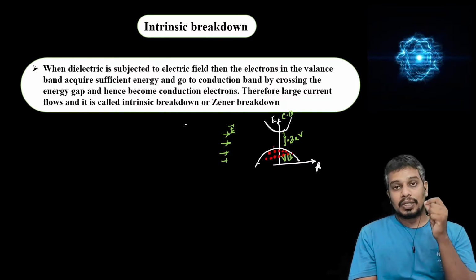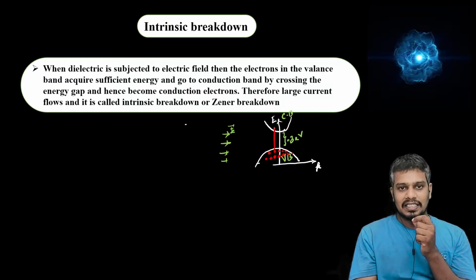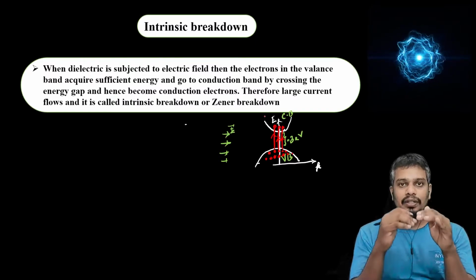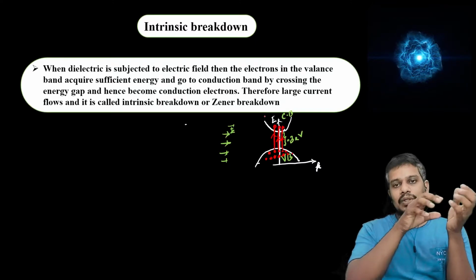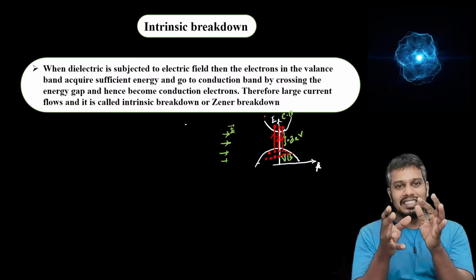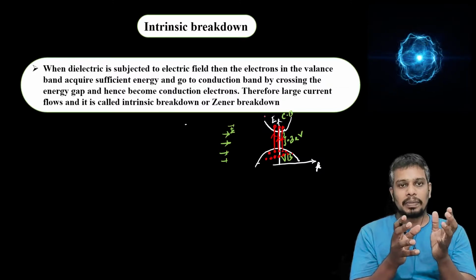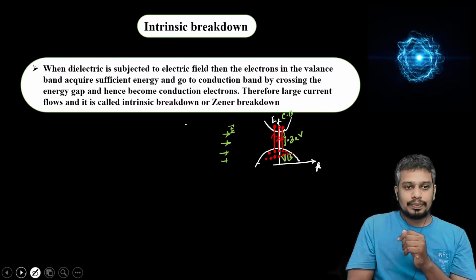It will gain more kinetic energy, so it will just cross this energy gap and go to the valence band. So beyond some critical value, all the electrons gaining more energy in the valence band will go to the conduction band. Now it will be a conduction electron, it will conduct the electricity. Once this kind of mechanism is happening, this breakdown is called the intrinsic breakdown.